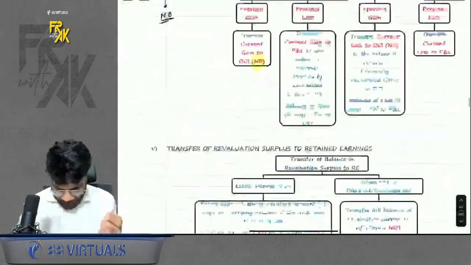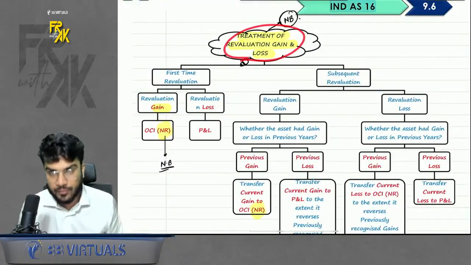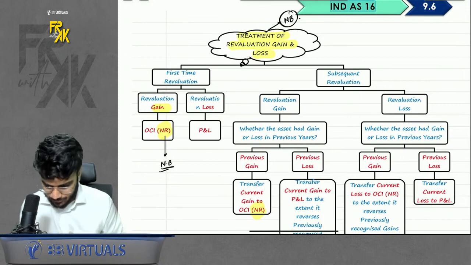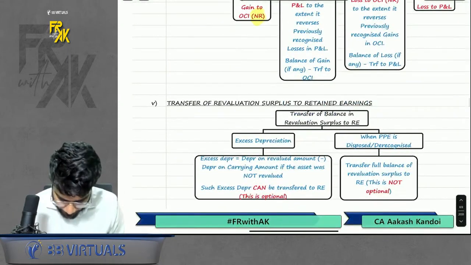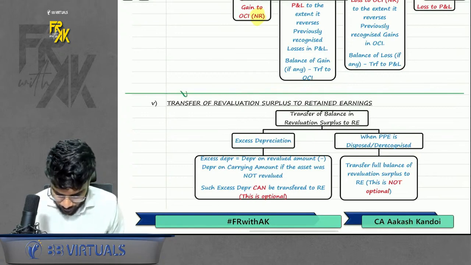So this was the concept of R and NR, as well as how we book the profits and what the difference between R and NR is. So for the day, we will halt here. I guess we have covered enough concepts for today.